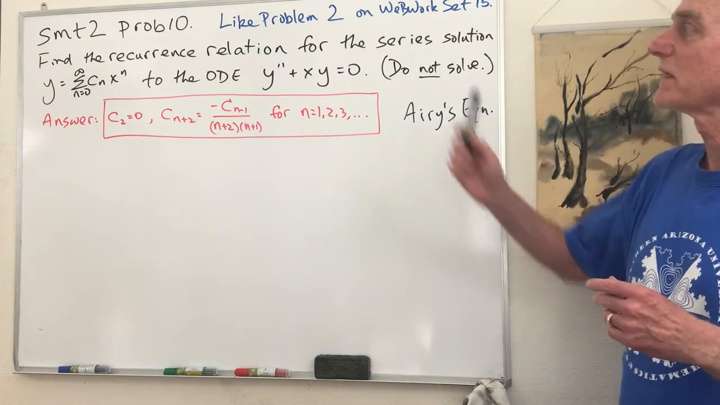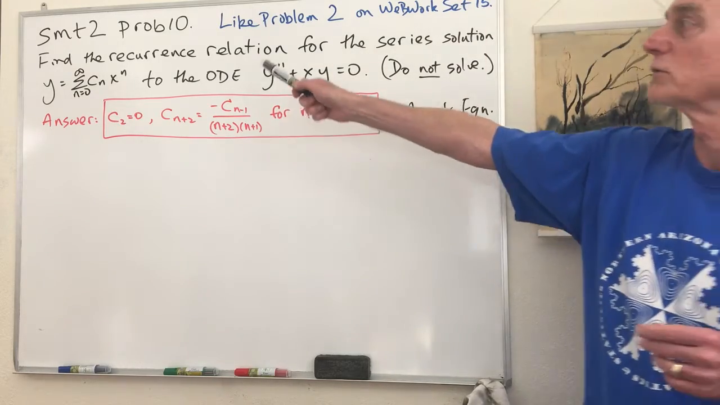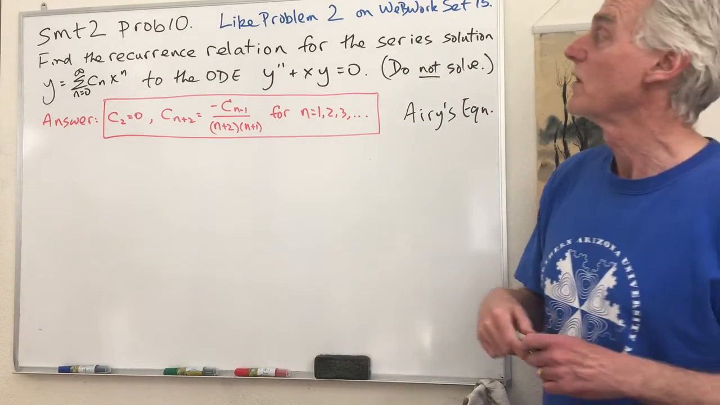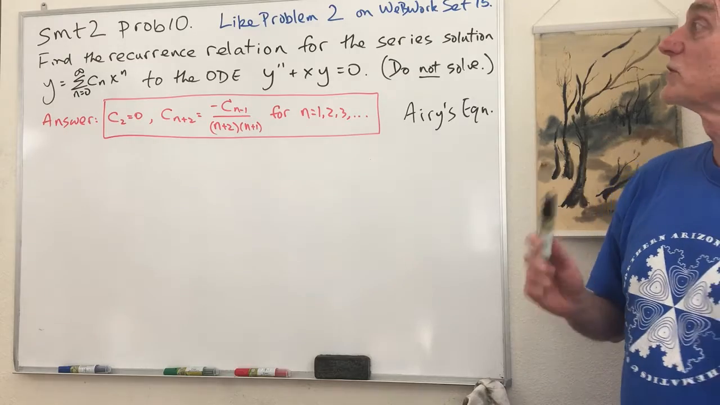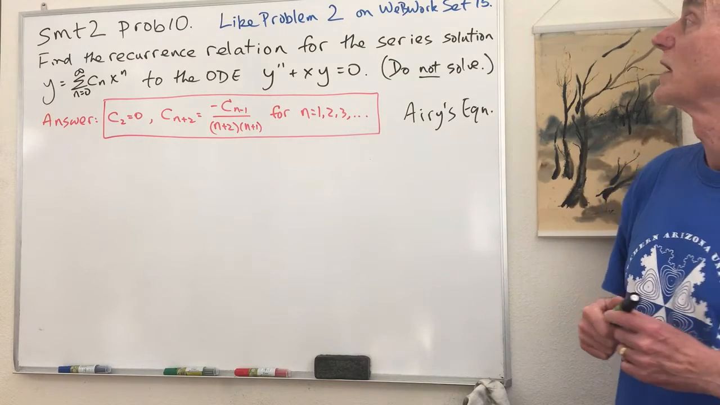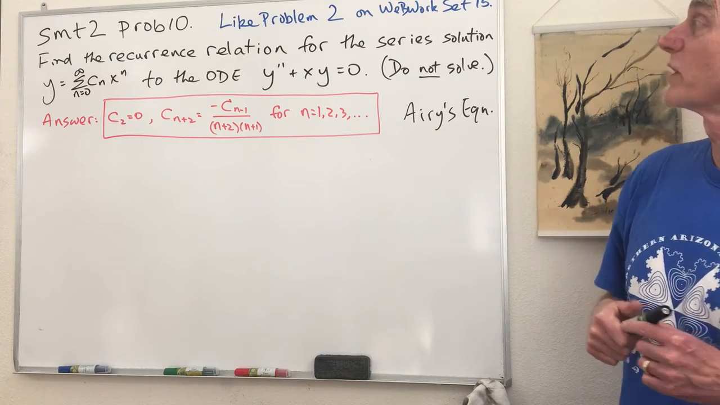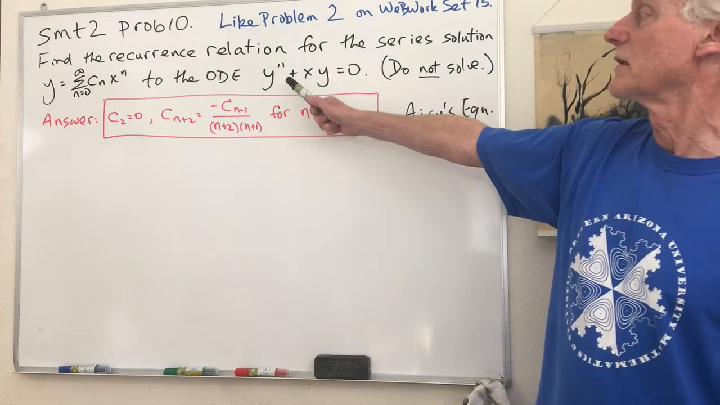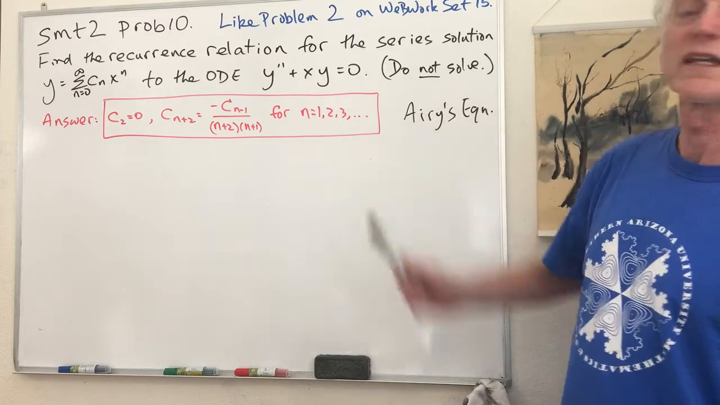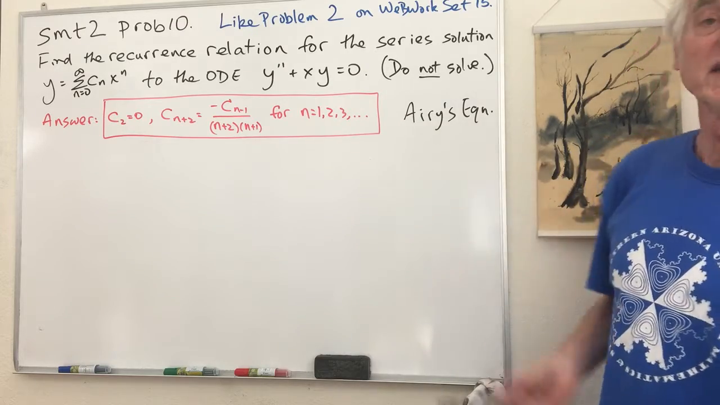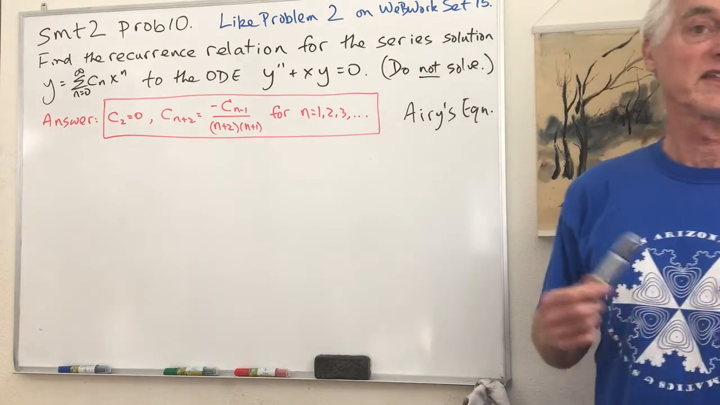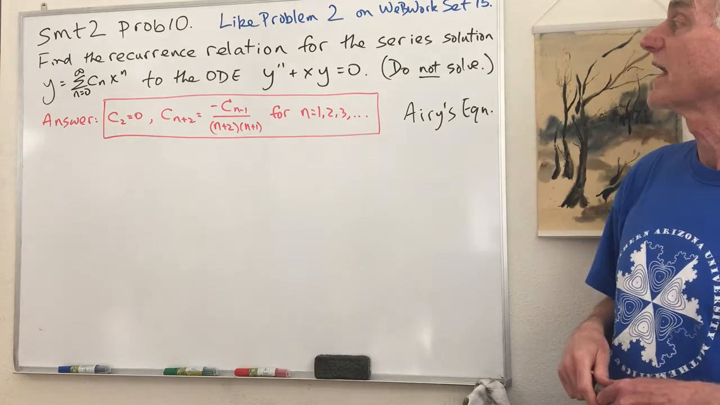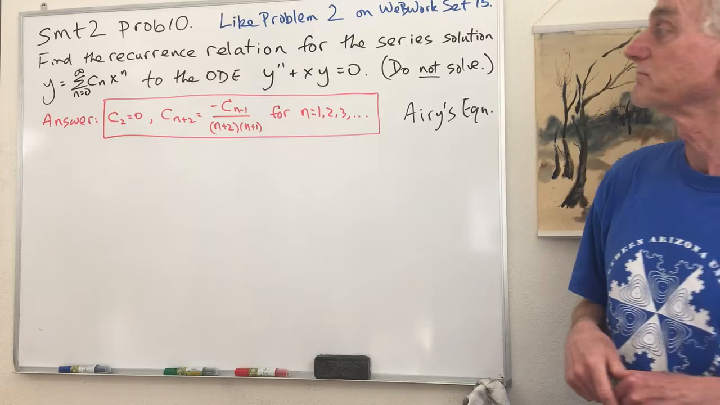Hello. I want to talk about the solution to problem 10 in sample midterm 2, which is also a lot like your problem 2 on the web work due next Monday, web work set 15. This is Airy's equation, y double prime plus xy equals 0. It's actually an important equation in the history of physics. It's used in optics and in quantum mechanics.